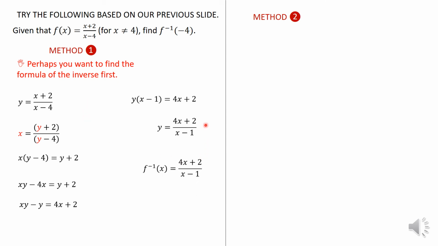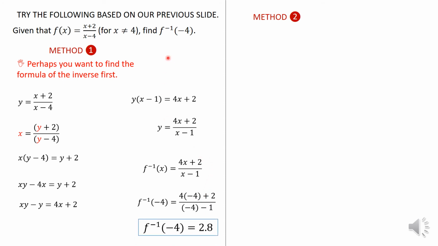So that means that the inverse of the function is then (4x plus 2) over (x minus 1), as long as x is not equal to 1. So now if I want to find f inverse of -4, I simply punch in -4 everywhere where I have an x into the inverse function. You should get an answer of 2.8.